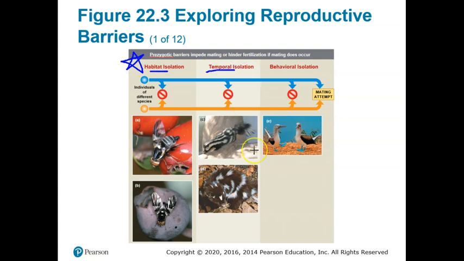Temporal isolation, which means you come out at different parts of the year or day to mate. And then behavioral adaptation, which is if you don't sing the right song or do the right dance, you are not mating. Okay? So, I'm not going to make any jokes. All right, so moving on.